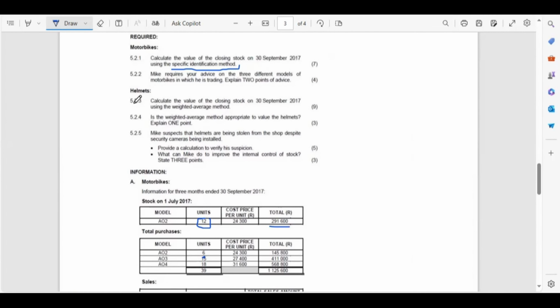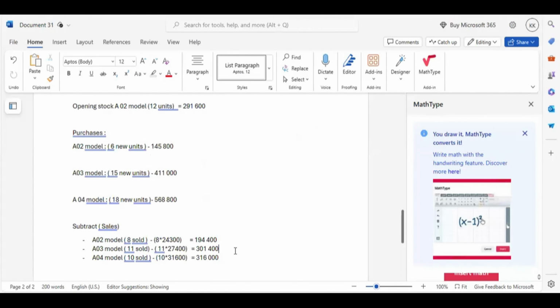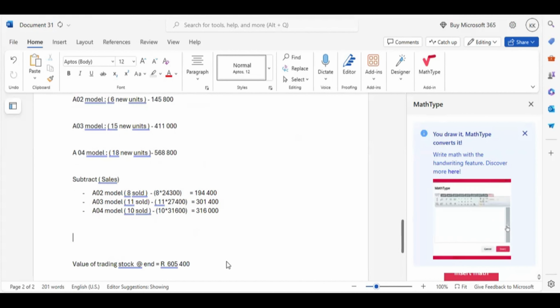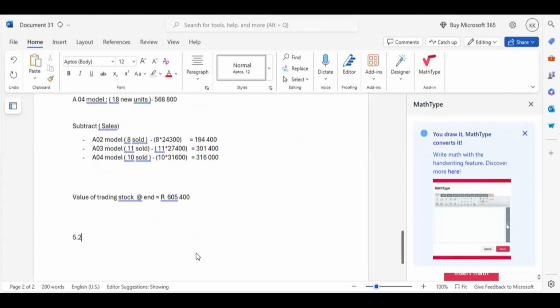Now 5.2.3 relates to your helmets. Now they need us to calculate the value of the closing stock using the weighted average method, right? So 5.2.3, they want us to calculate the value of the closing stock using the weighted average method.